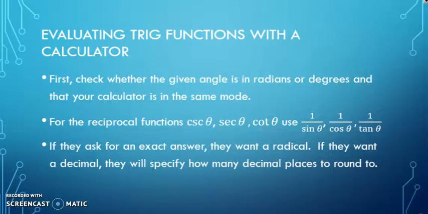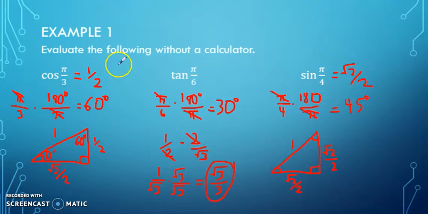So now we're going to start looking at how to evaluate these using your calculator instead. The first important thing I need to stress for you guys is to check whether the angle they're giving you is in terms of radians or degrees, and then make sure your calculator is in the same mode. So you have to be very careful. Like on the ones we were doing before, these were all in radians. So if you try to enter them with your calculator, you need to make sure you're in radian mode before you try to enter something like pi over 6.